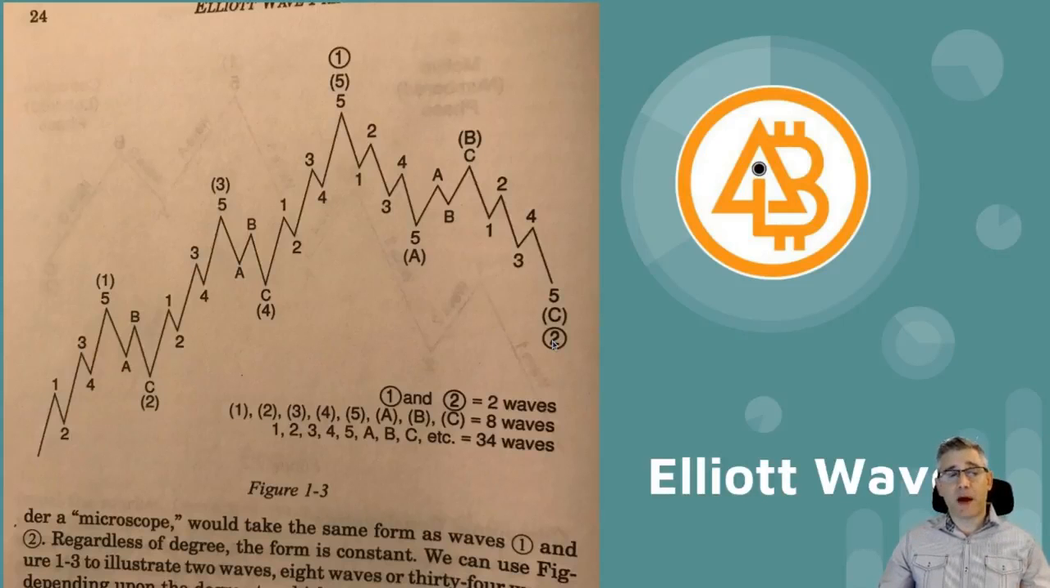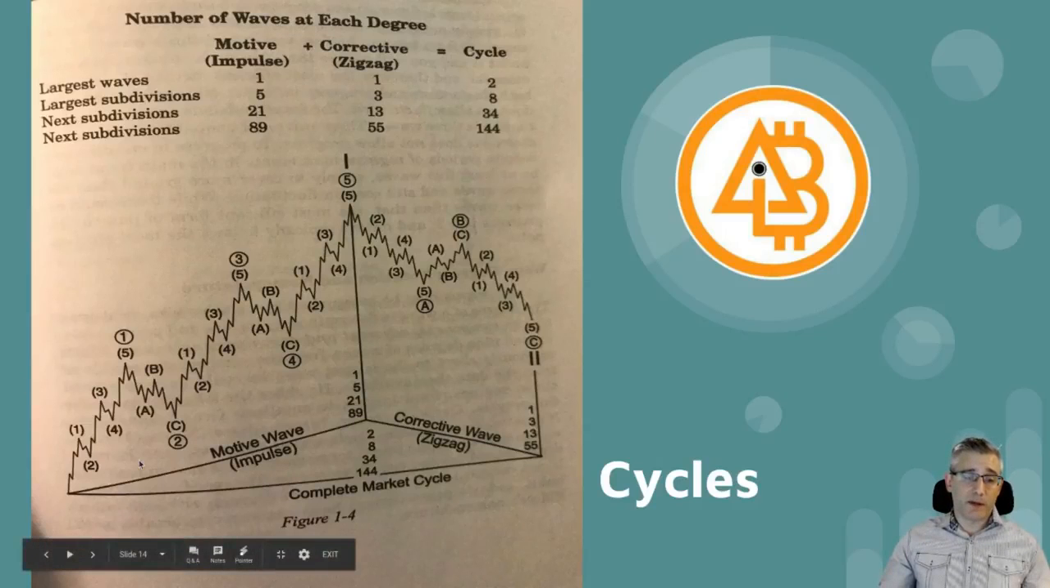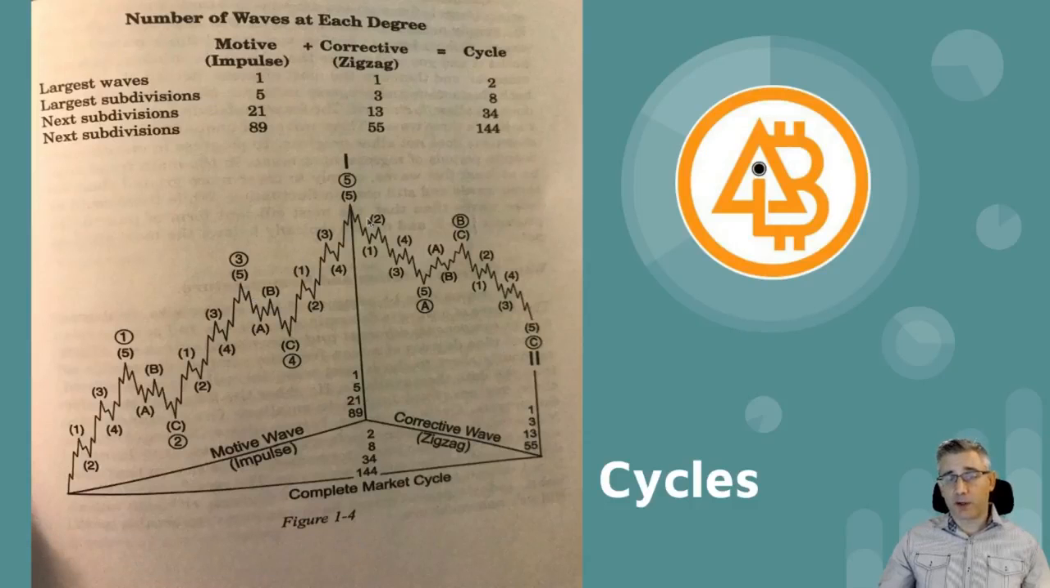So it really doesn't matter if it's bullish or bearish. It matters where you're looking and what time frame you're looking at. This is the Elliott wave in a full market cycle. You can see the motive wave here telling us the direction the market's going. This is bullish, followed by the corrective wave, which is bearish.